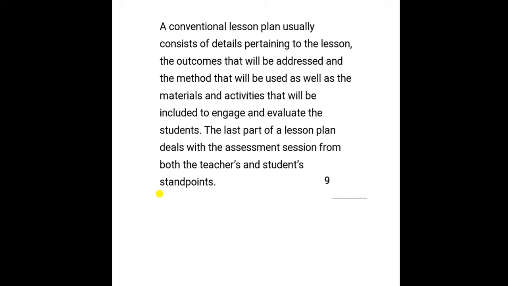A conventional lesson plan usually consists of details pertaining to the lesson, the outcomes that will be addressed and the method that will be used, as well as the materials and activities that will be included to engage and evaluate the students. The last part of a lesson plan deals with the assessment session from both the teacher and the student standpoints.